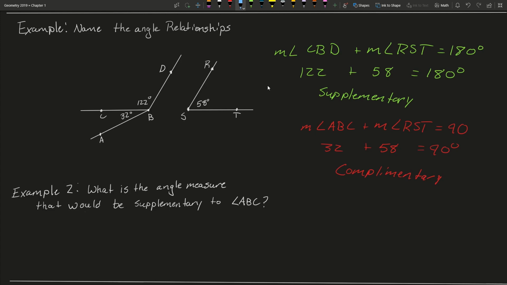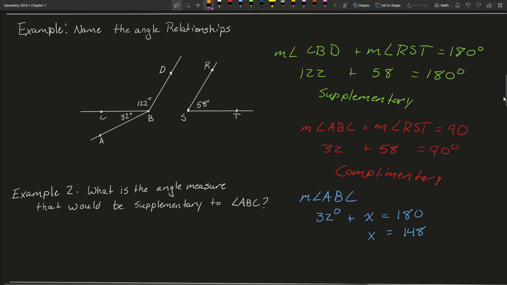Another question I could ask is, what is the angle measure that would be supplementary to angle ABC? So the measure of angle ABC again is 32 degrees, and we need to find something supplementary to angle ABC. So we need to add some angle to 32 degrees to get 180. So if we subtract 32 from both sides, we get 148. So an angle whose measure is 148 would be supplementary to angle ABC.